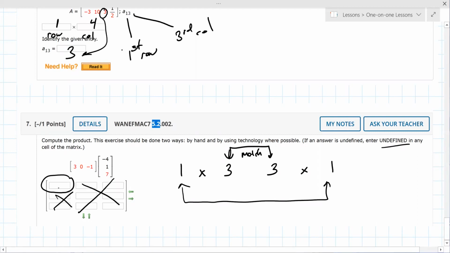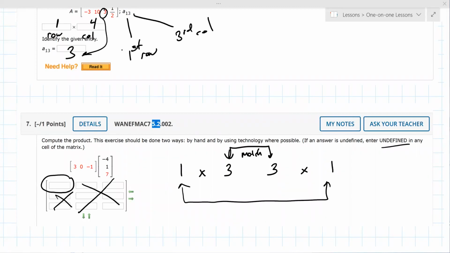Yeah. But then if it were to be undefined, what would that look like? Your calculator would say error. Error. So if I just do it to make sure, and if I get error, then it's error, and if I get an answer, then it's the answer. Yes. Okay. All right.